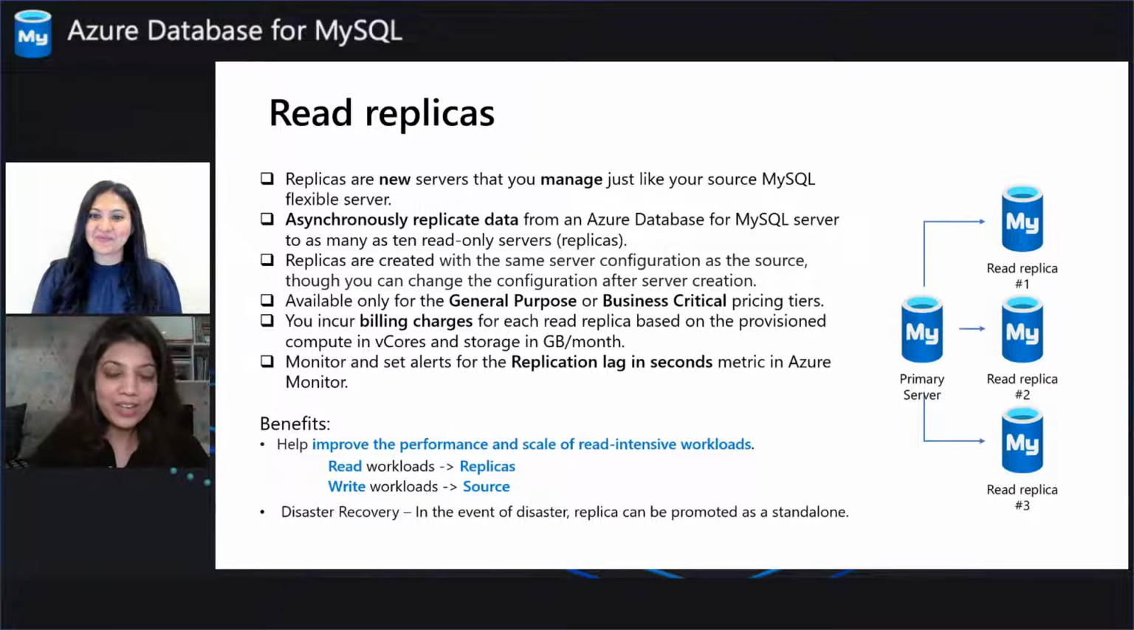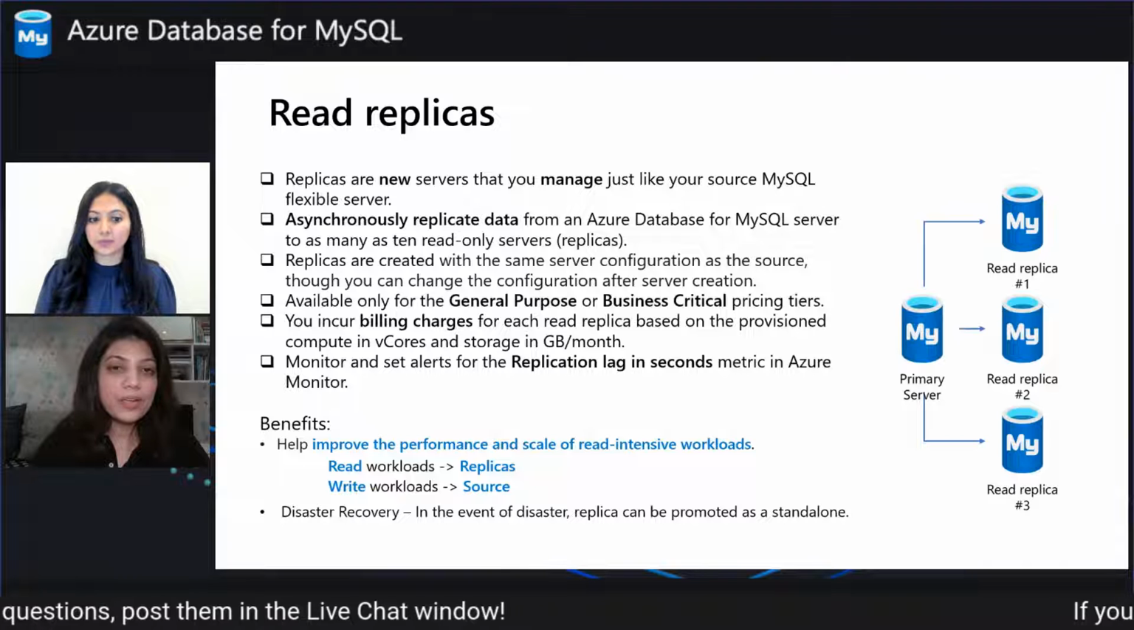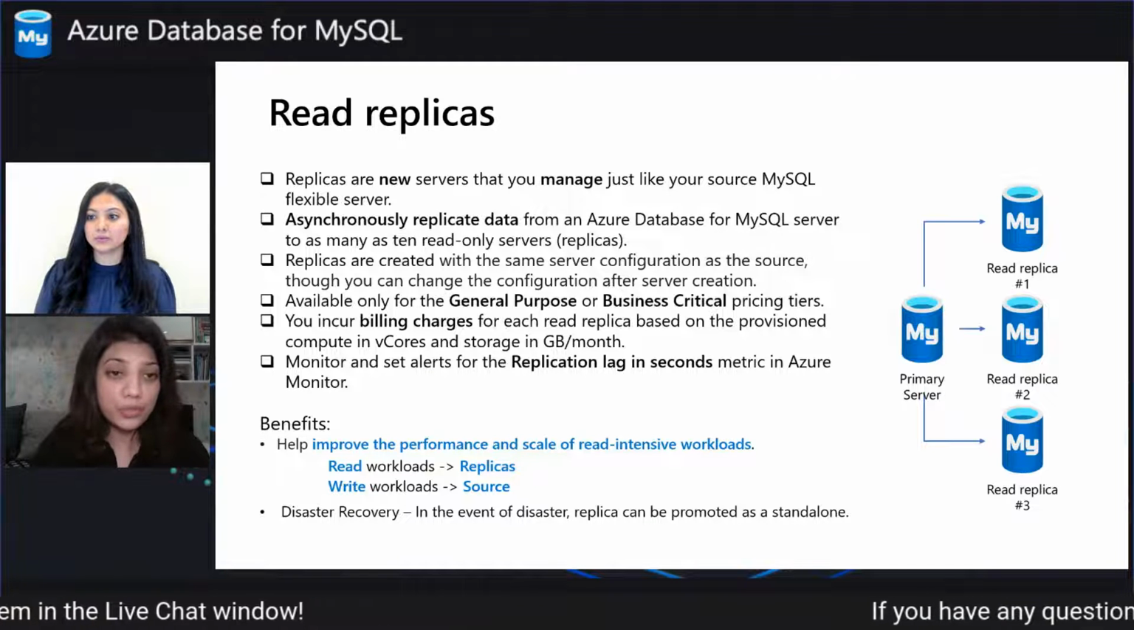Great question, Shreya. I'll cover that as I talk about each replication category. I'll start with the basic unit, which is the read replicas. In Azure Database for MySQL Flexible Server, you can spin up a read replica, which replicates data from the source. This read replica can be managed just like the source server.